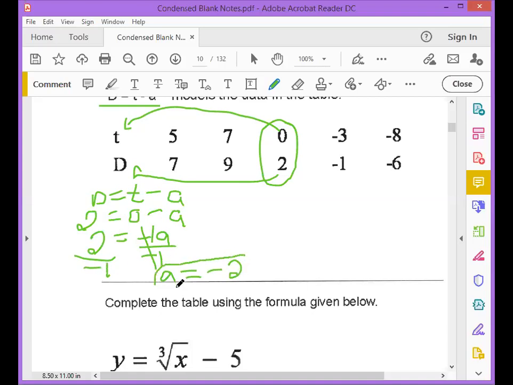Okay, and this is the same as negative 2 equals a. Same with a on either the left or the right side.